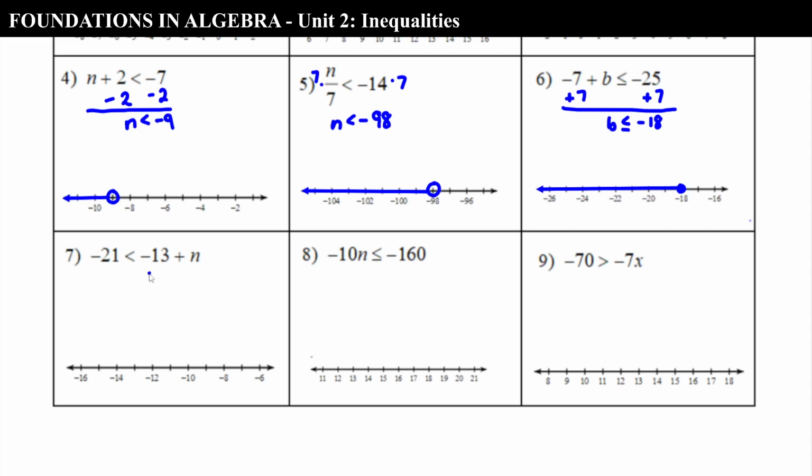All right, here we add 13 to each side, and we get -8 is less than n. But remember, we've got to flip the whole thing to help us with our graphing. We have an open dot at -8, and then we are going to graph to the right.